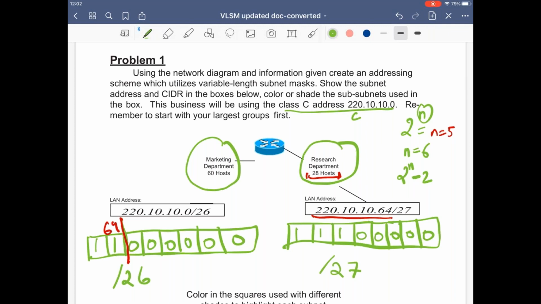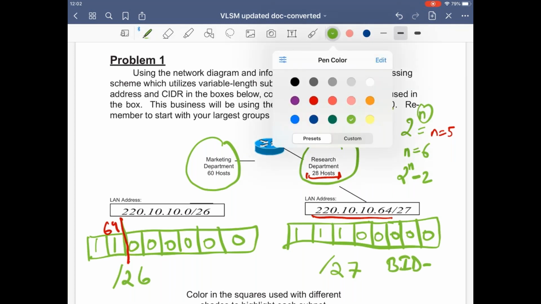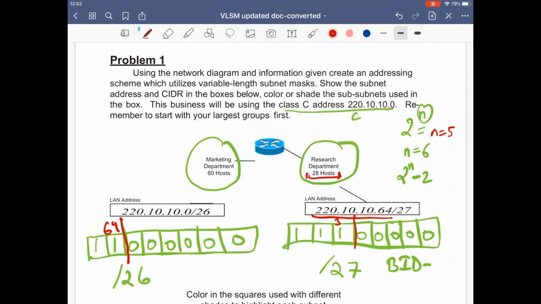The valid IP address range starts at 64 and the block size is 32. The broadcast ID will be 220.10.10.95. 64 plus 32 is 96, so the broadcast ID is dot 95.